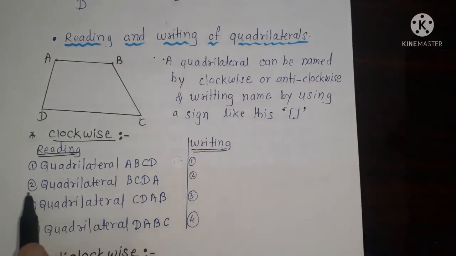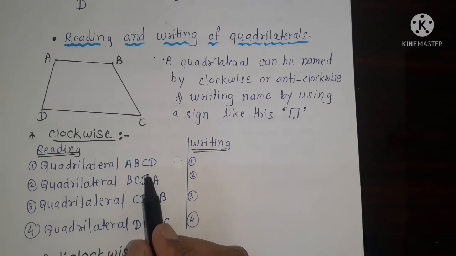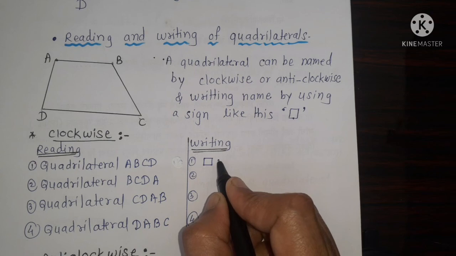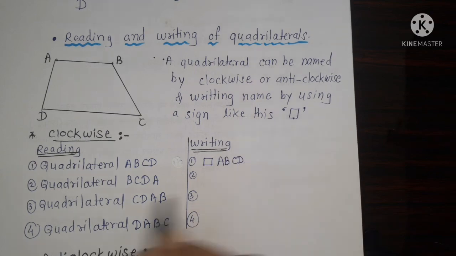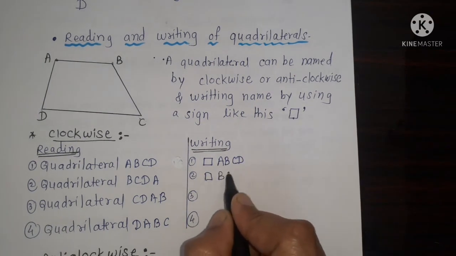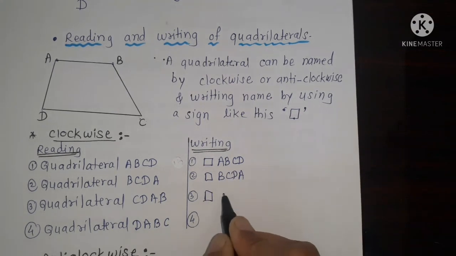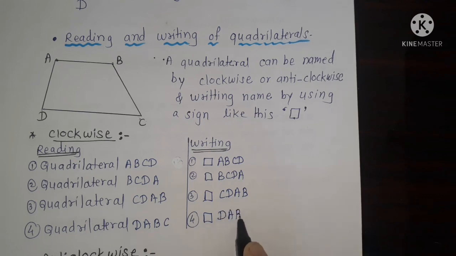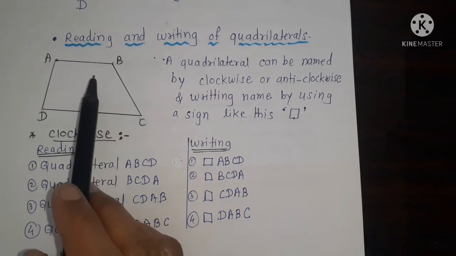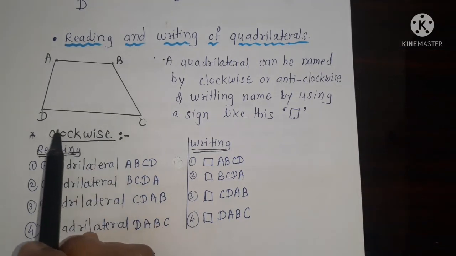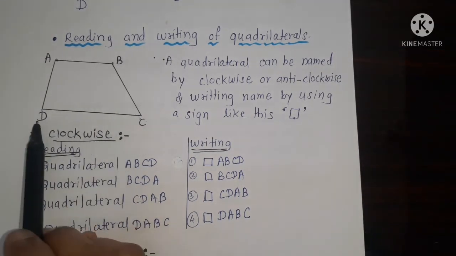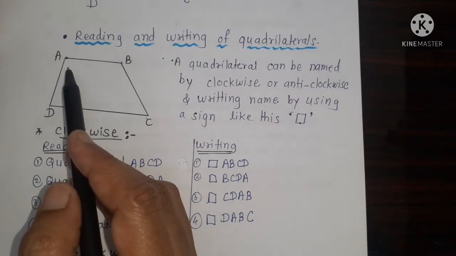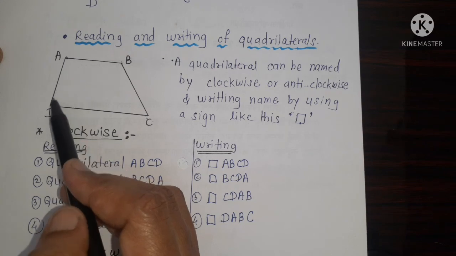Now we can write these reading names using the sign: quadrilateral ABCD, quadrilateral BCDA, quadrilateral CDAB, quadrilateral DABC. We can read the name of a quadrilateral clockwise, taking each vertex as the first one. Now we can read the name of a quadrilateral anti-clockwise.